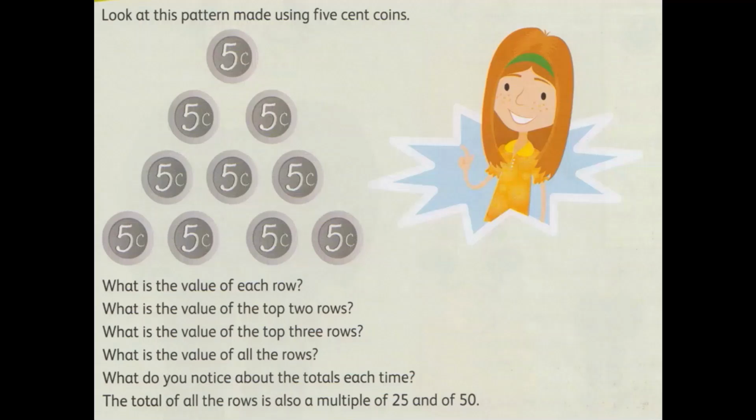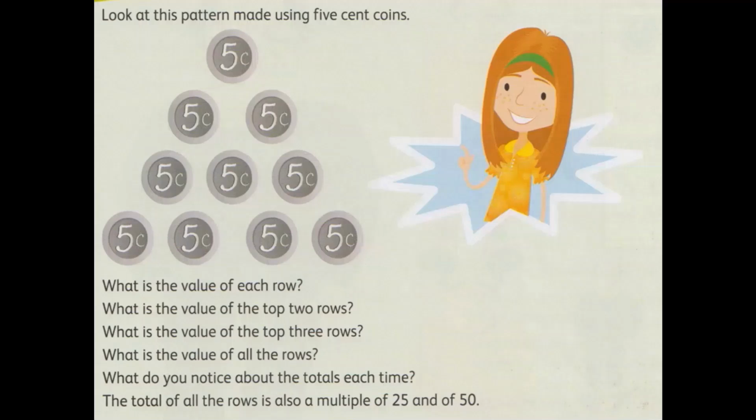So the first question here says, what is the value of each row? So basically, the first coin here is a row, and then the 2 coins here is a row, and then the 3 coins here is a row, and then the bottom 4 coins here are a row. So we're going to answer the question of what's the value of each row.